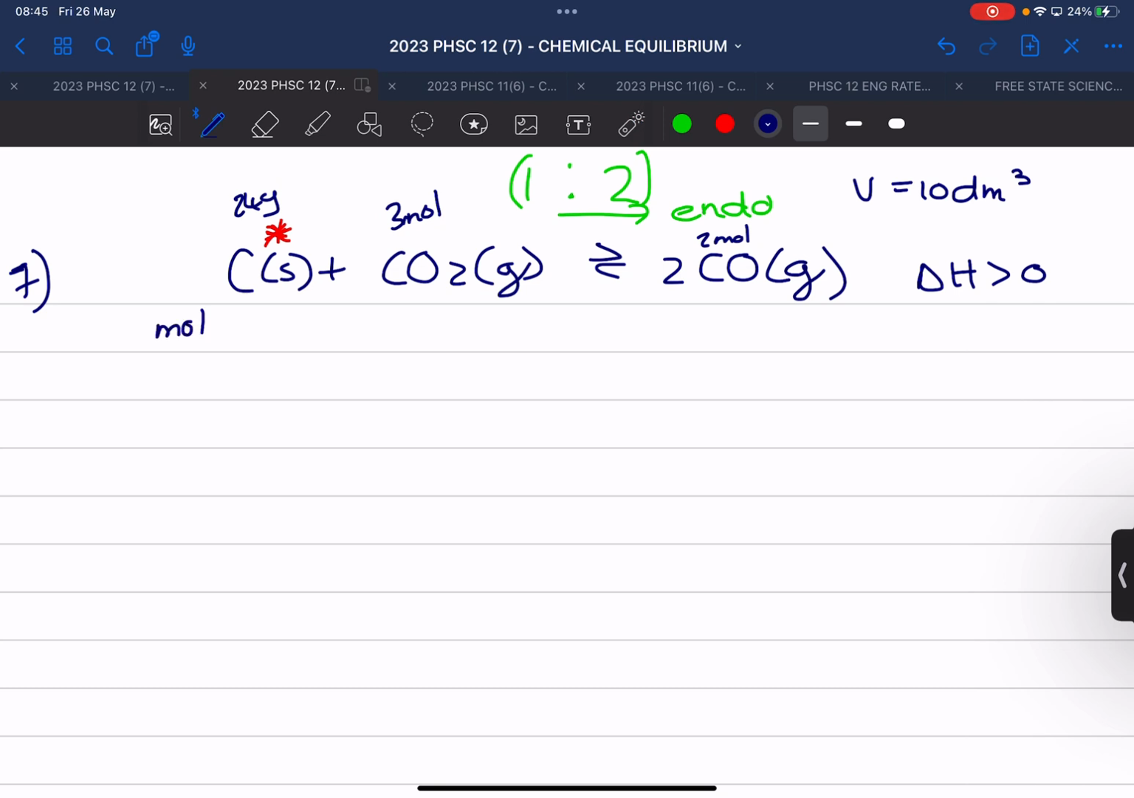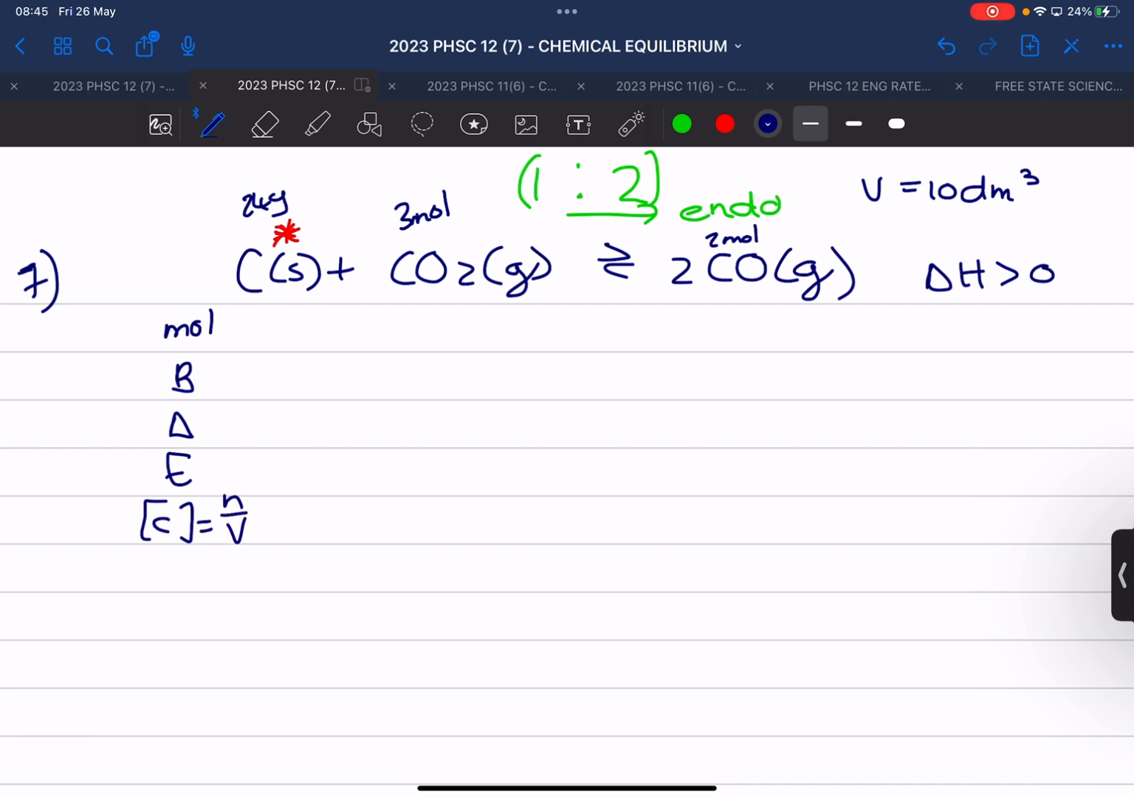Okay, so we have the mole ratio, beginning, change, end, and then we have the concentration, that is mole divided by volume. The mole ratio here is 1 to 1, gives me 2, and I'm going to highlight that a certain color or a different color so that I know that is my recipe. I know at the beginning I have 0 of that. Okay, and then they say I start with 3 moles of this.